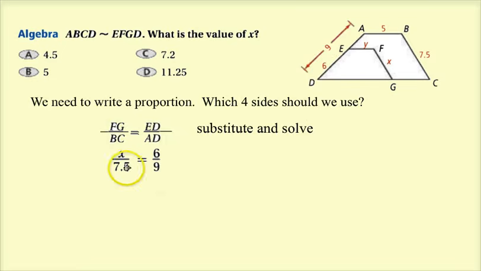Then all I'm going to do is cross multiply. So 9 times x is 9x. 7.5 times 6 is 45. And I divide by 9, and I find x. So it would be choice B. If you needed to, you could also find y, setting up a proportion using EF and AB and either the left sides or the right sides. Okay, and that's it for today.